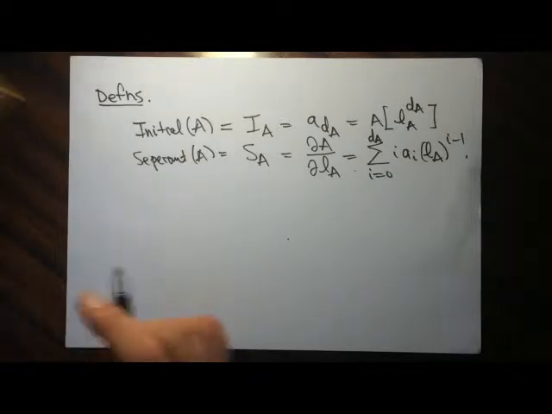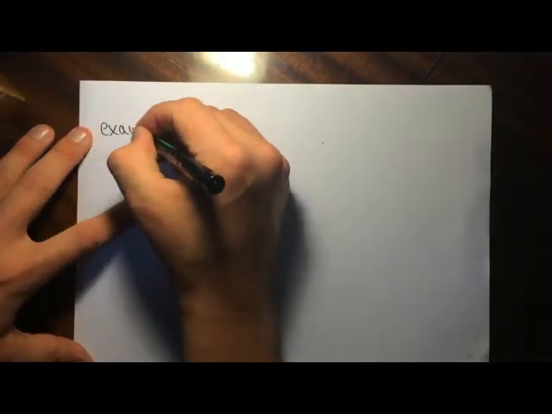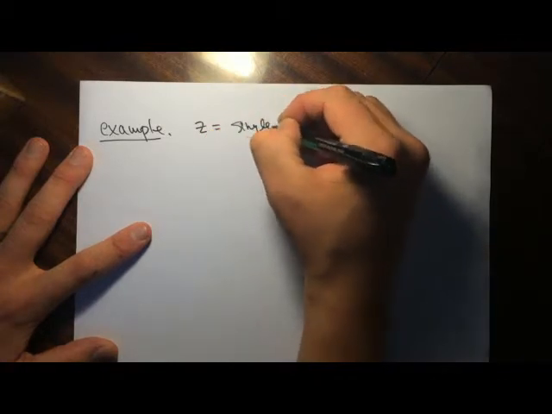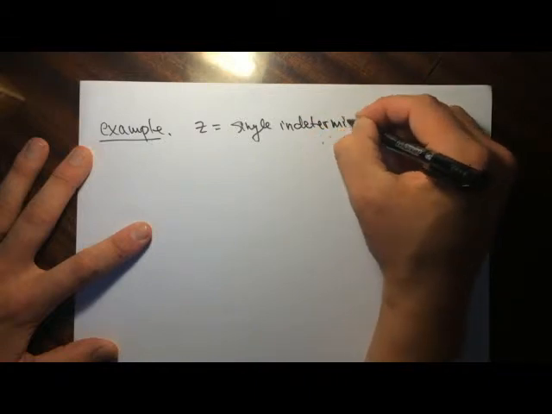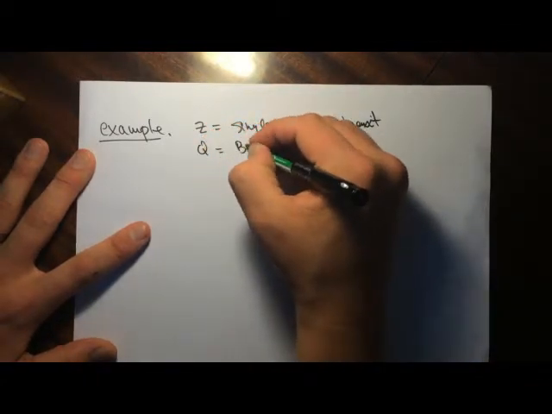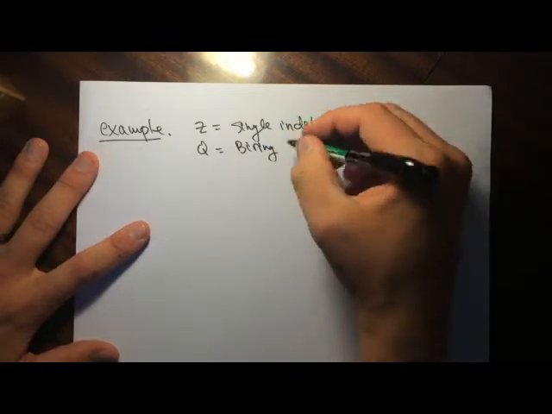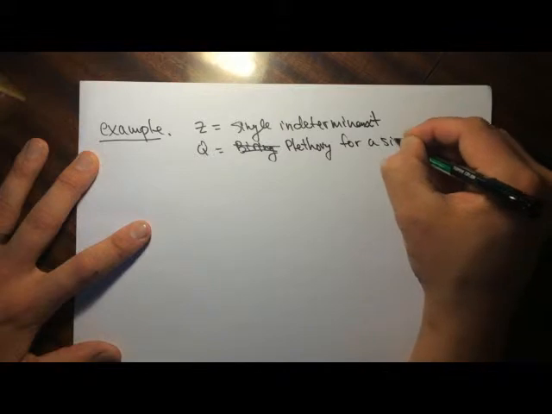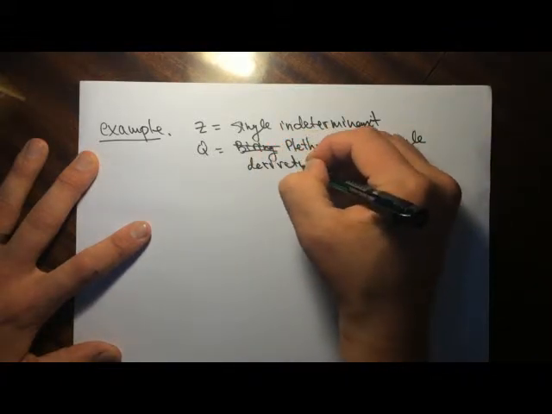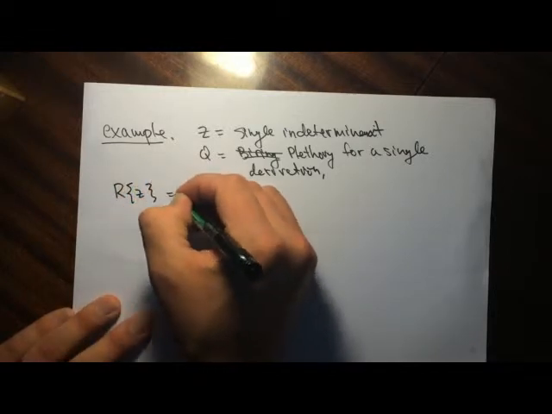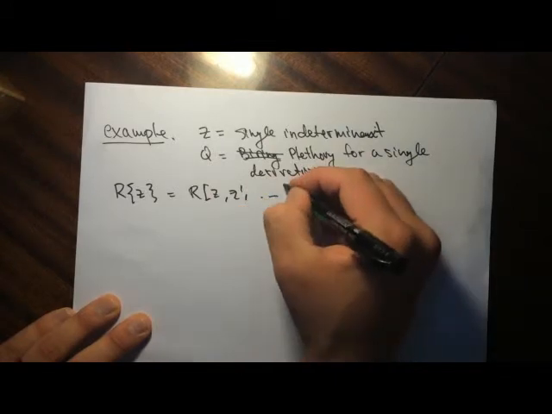So maybe in order, let's take an example. In this example, let's take z to be a single indeterminate, and then we'll take Q to be the biring, let's say the ring of differential polynomials for a single derivation. And in this situation we have R of z looks like R of z, z prime, all the way, an infinite number of these.